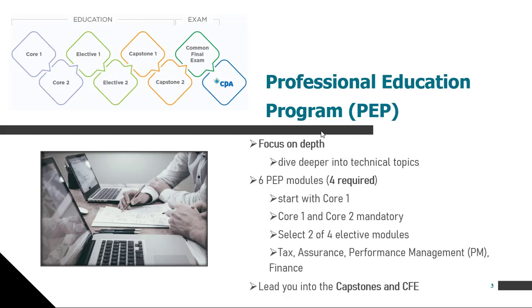For example, if you work in external or internal audit, you may choose to do assurance since many topics are already familiar to you. Once you finish these modules, you take Capstone 1, Capstone 2, and then the common final exam known as the CFE. PEP is designed to lead you into the CFE with no breaks between any of the exams.